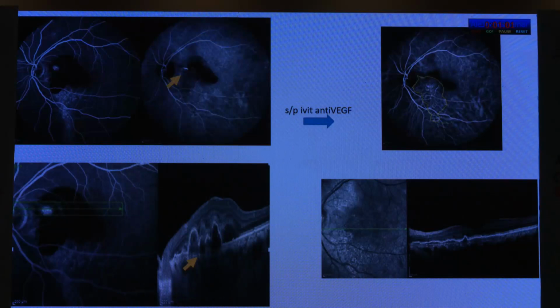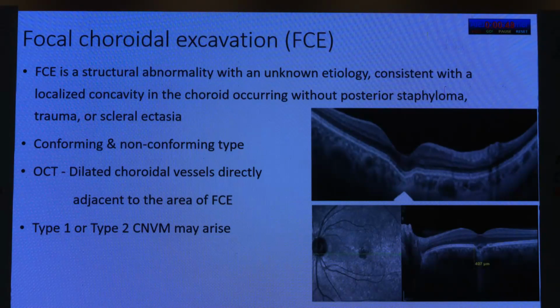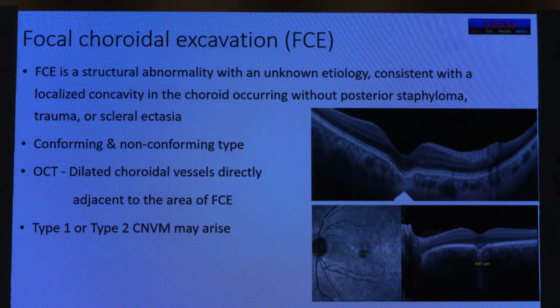So in this picture, you see that a multilobulated PED is there, and status post anti-VEGF, although the PED has resolved, there is still presence of BVN on OCTA. There is another term called focal choroidal excavation. It is a structural abnormality with unknown etiology, consistent with localized concavity in the choroid occurring without posterior staphyloma, and it can be associated with type 1 or type 2 CNVM.